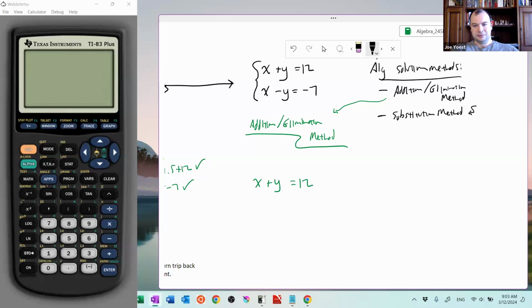I could even add something like x plus 5 to both sides. What would I end up with here? I would end up with x plus x, or 2x, plus y plus 5 equals 12 plus x plus 5. I could do that. That's not a problem. So I could add algebraic structures to both sides if I wanted to, I suppose.